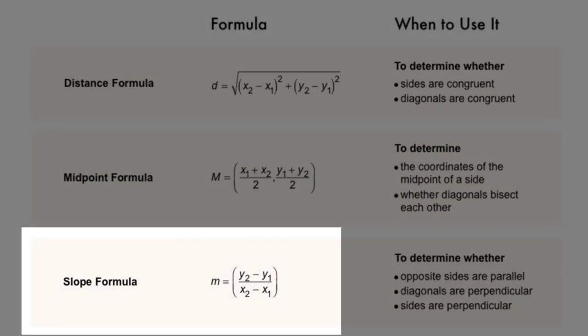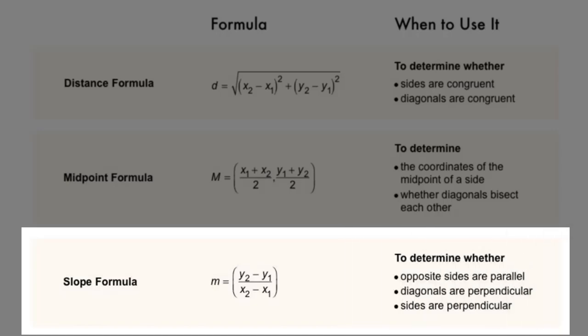Finally, the slope formula. Slope, lowercase m, equals y2 minus y1, which we often refer to as rise, over x2 minus x1, which we often refer to as run. We're going to use the slope formula to determine whether opposite sides are parallel, whether diagonals are perpendicular, and whether sides are perpendicular.